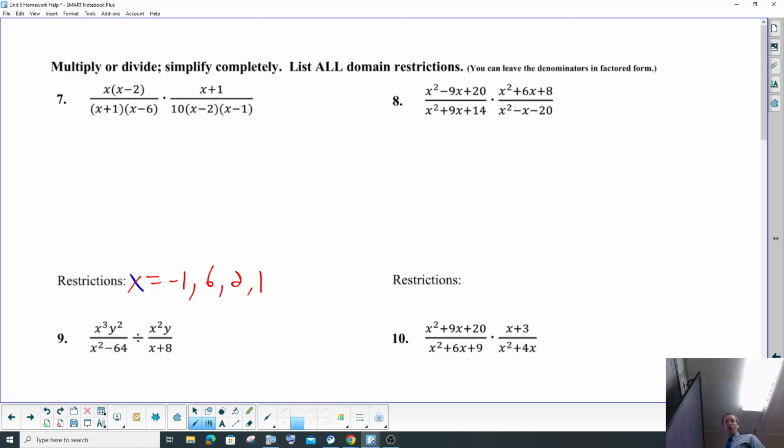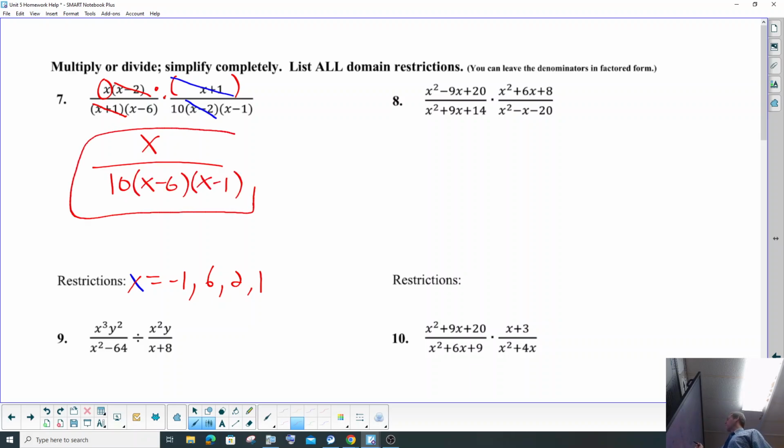Now that it's already factored and we've listed our restrictions, now we can just cancel stuff out. Remember, multiplication means that we can cancel stuff out there and there. So the x plus 1s will cancel, and the x minus 2s will cancel. And we're just left with x all over 10 times x minus 6 times x minus 1. We don't have to multiply that all out. We can just leave it in factored form, is what they told us. So you try number 8 now.